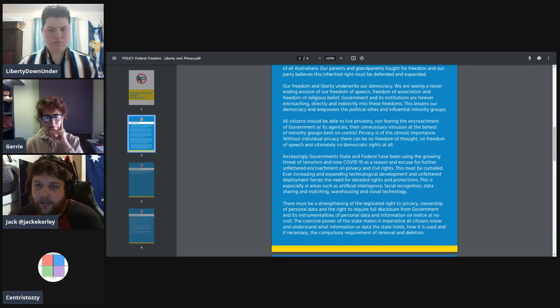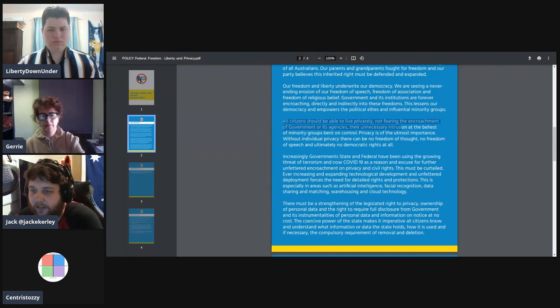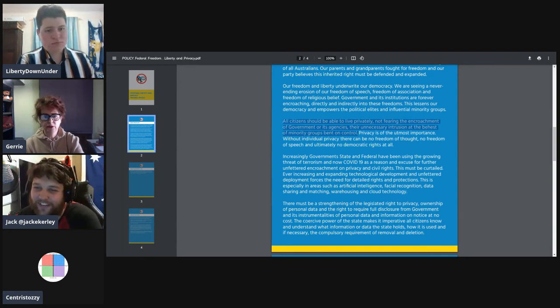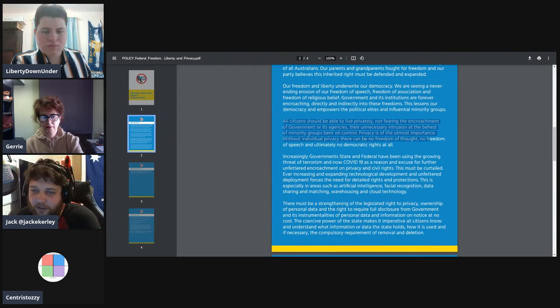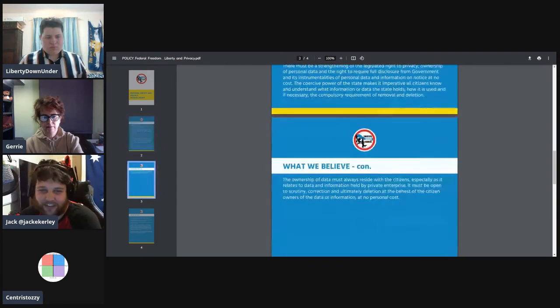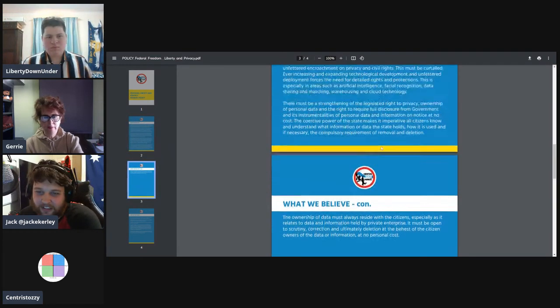They're extremely pro-gun, if I remember correctly. So here, all citizens should be able to live privately, not fearing the encroachment of government or its agencies, their unnecessary intrusion at the behest of minority groups bent on control. Privacy is of the utmost importance. Without individual privacy, there can be no freedom of thought, no freedom of speech, and ultimately no democratic rights at all. I really like that. That's good. Yeah, I agree.